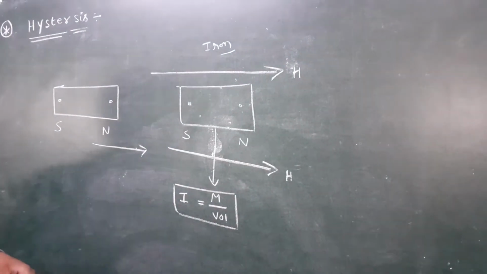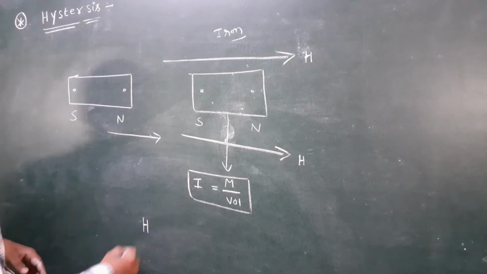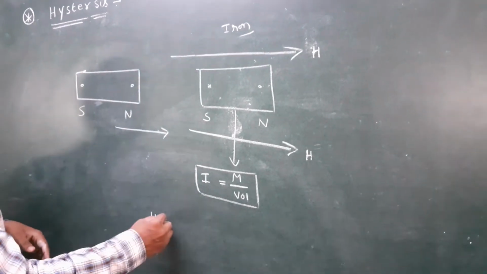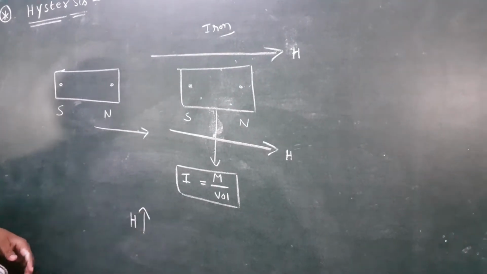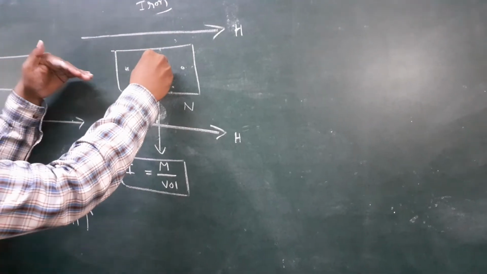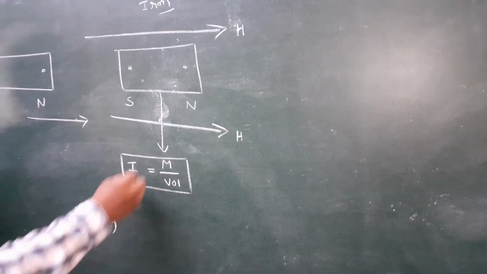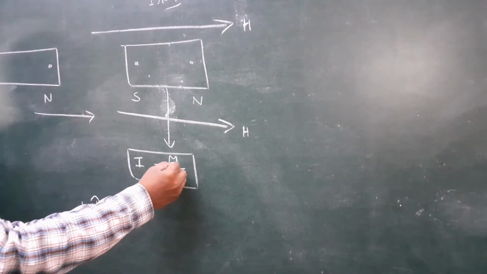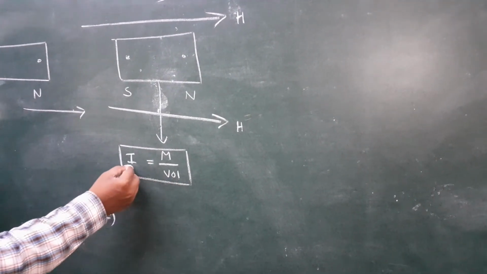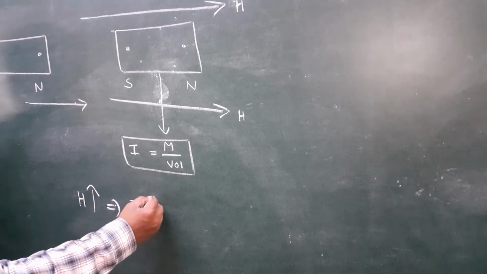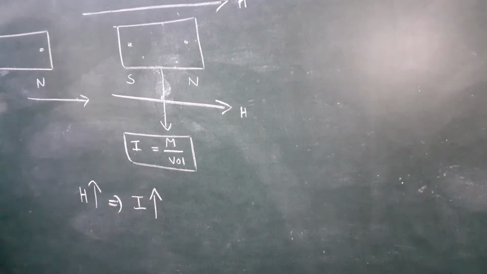Simply, if you change H here, that means the magnet moves towards the magnetic material, that is called H increases. That means on the magnetic material H increases. Automatically this material induces a magnetism. Magnetic moment developed per unit volume is nothing but the intensity of magnetization. H increases, automatically I also increases.